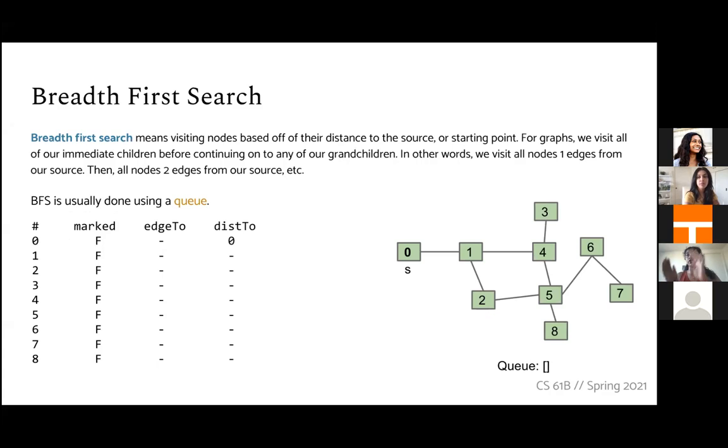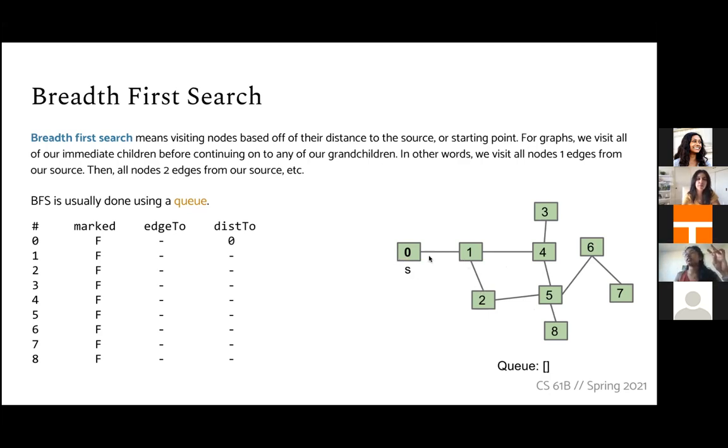This means you're going to search wide and not deep. And you're going to be visiting nodes based off of their distance to the source or starting point. For graphs, we're going to visit all of our immediate children before continuing on to our grandchildren. That means you're going to visit all nodes 1 edge from our source, which means there's 1 edge from 0 to 1, but there's 2 edges from 0 to 1 to 2, because this would be my root source.